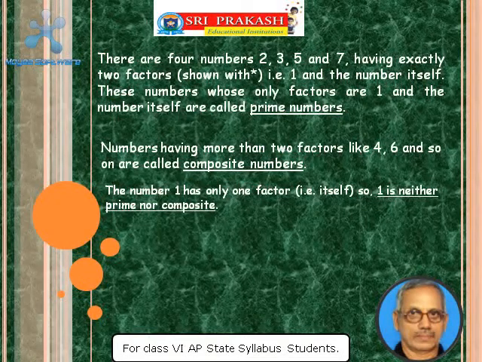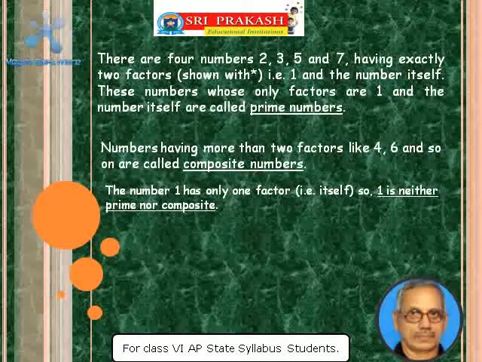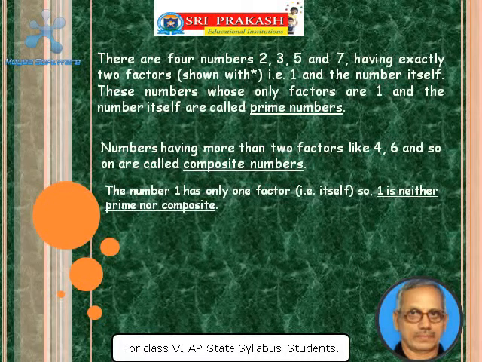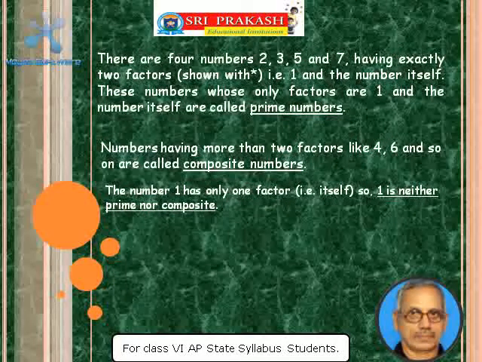Let me repeat. The numbers whose only factors are 1 and the number itself are called prime numbers. Numbers having more than 2 factors like 4, 6 and so on are called composite numbers. Let me repeat. Numbers having more than 2 factors like 4, 6 and so on are called composite numbers.